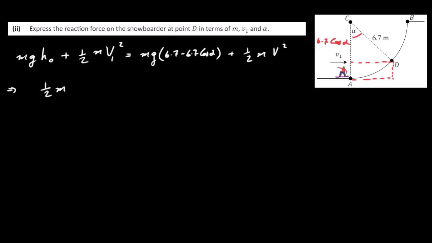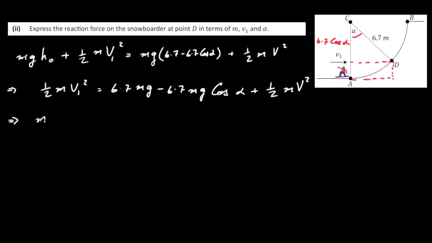So we've got a half mv1 squared is equal to, I'm going to multiply this out, 6.7 mg minus 6.7 mg cos alpha plus a half mv squared. Okay, so next thing I'm going to do is just multiply across by 2 and do a bit of factorizing. So it's mv1 squared is equal to, I've got to multiply these 6.7s by 2 to give me 13.4, and I'm also going to factorize out the mg, so that'll leave me with 1 minus cos alpha, and then out here multiply by 2 will leave me with mv squared.